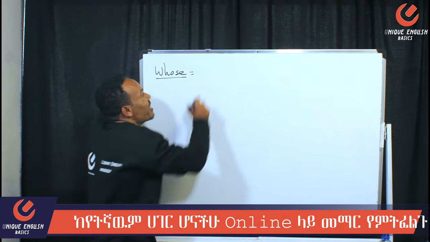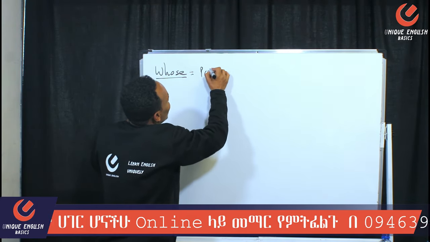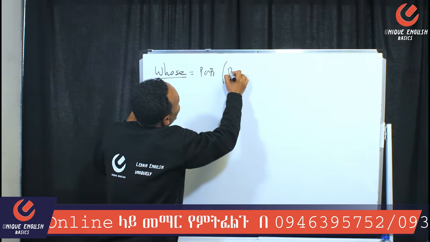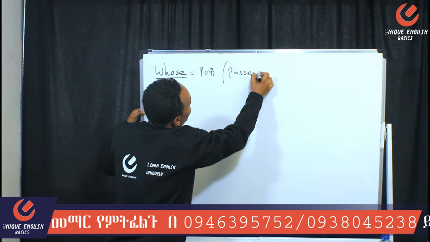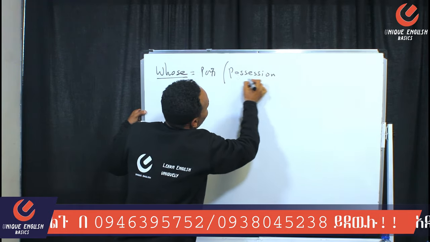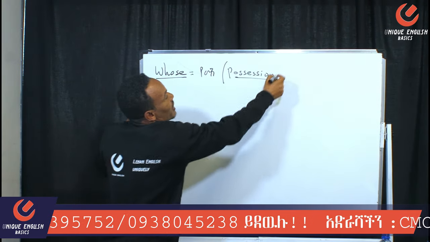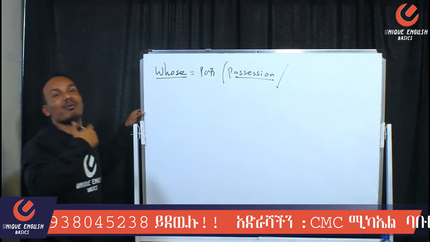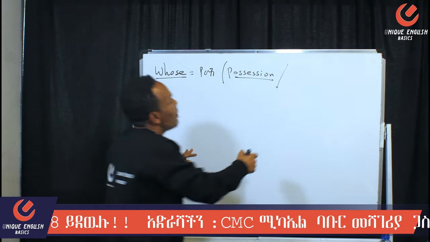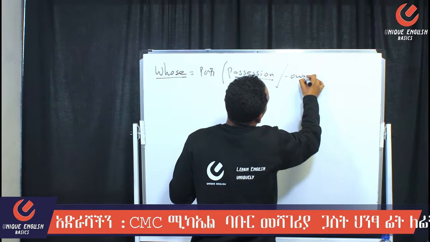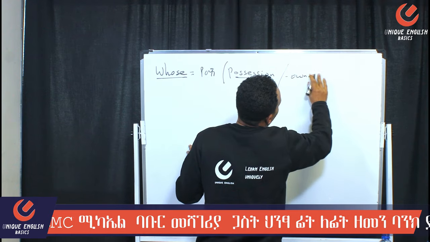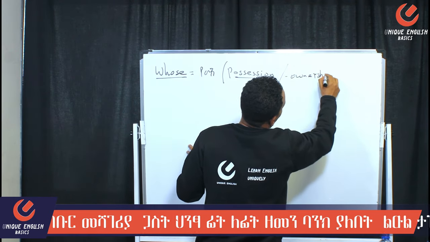Now, who's, what does it mean? It shows you possession of somebody or something. It's the possession. What do you see? Ownership of somebody or something. Ownership.